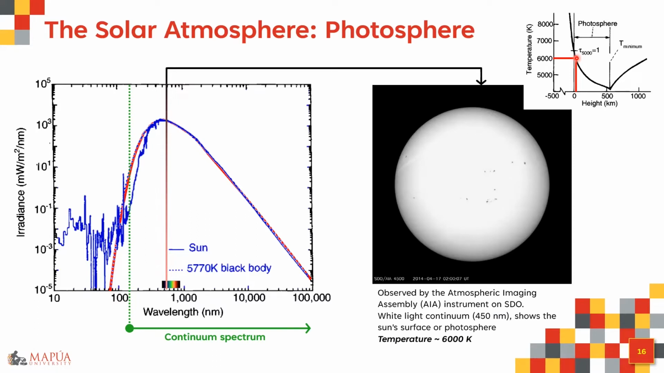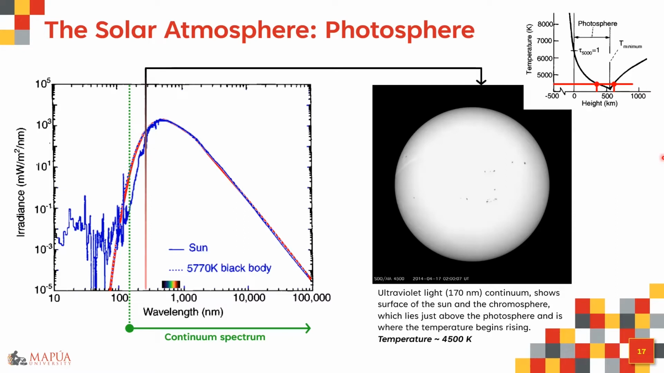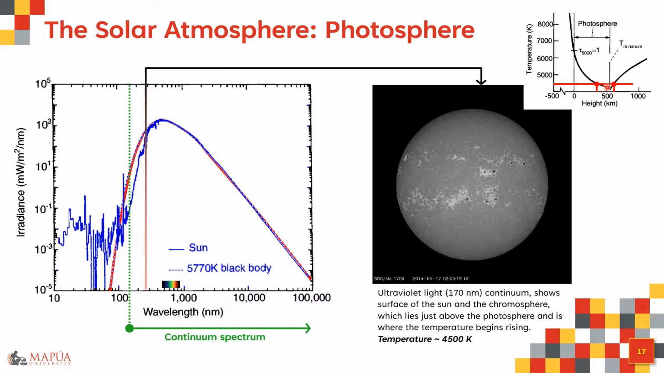This is observed by the Atmospheric Imaging Assembly, or AIA, which is also on board the Solar Dynamics Observatory. This is what we call the white light continuum at 440 nanometers. This shows the solar surface, at the surface of the sun, which is equivalent to 6,000 Kelvin. And if you observe this region of the sun, this corresponds to these wavelengths. This is the ultraviolet continuum. Again, it belongs to the continuum spectrum.